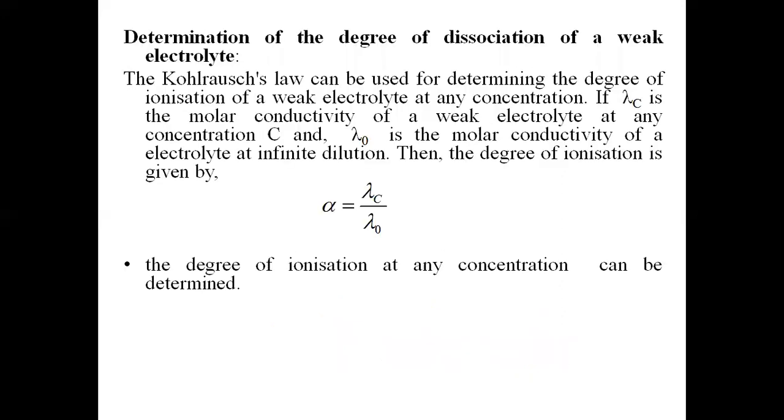Next, another application is to find the degree of dissociation of a weak electrolyte. Kohlrausch law can be used for determining the degree of ion dissociation of a weak electrolyte at any concentration. For example, if lambda C is the molar conductance of the electrolyte at concentration C and lambda 0 is the molar conductance of the electrolyte at infinite dilution, then the degree of dissociation alpha is equal to lambda C by lambda 0. In that way, we can find the degree of dissociation by using Kohlrausch law.